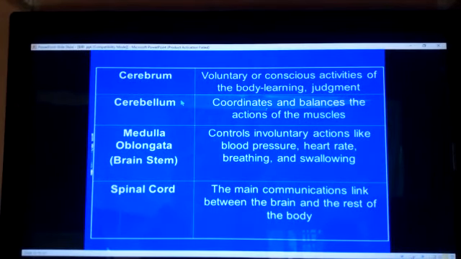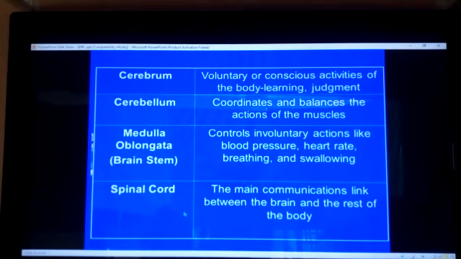For example, the cerebrum is involved in voluntary or conscious activities of the body, for example, learning, judgment, reasoning, thoughts, individuality, personality, amongst others. Cerebellum coordinates and balances the actions of the muscles. Medulla oblongata, which is the brainstem, controls involuntary actions, for example, blood pressure, heart rate, breathing, together with swallowing.